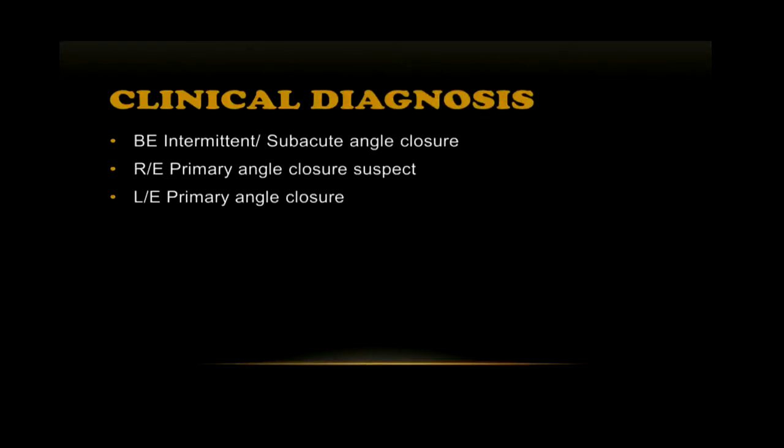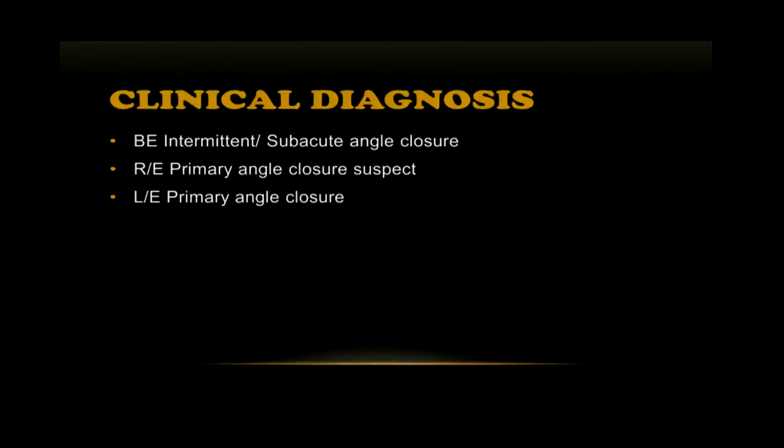So clinical diagnosis is intermittent or subacute angle closure, and the right eye is a suspect because the right eye angles are occludable, but there's no evidence that there's synechiae or anything. But the left eye definitely is a primary angle closure, if not glaucoma, because we don't have visual field.